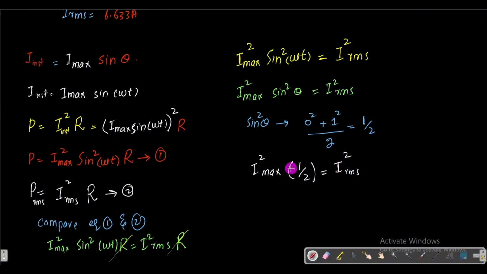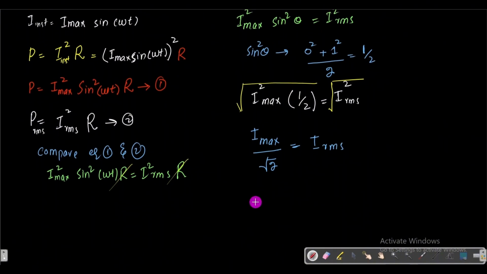For that I am going to take the square root again on both sides. Here we have the square root on this side as well. So the square root with the I max will be cancelled, this square and square root will be cancelled, and here divided by square root of 2, which is equal to I RMS. And this is the final equation for the I RMS.